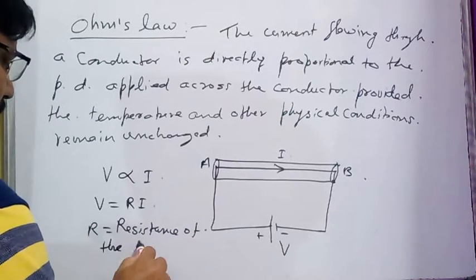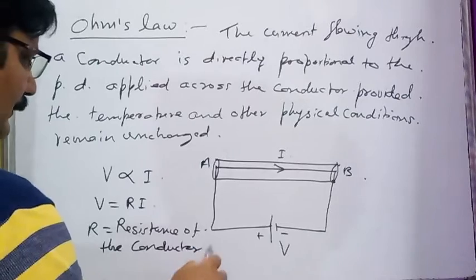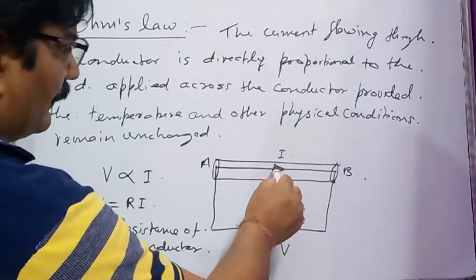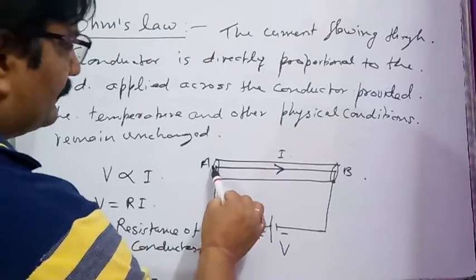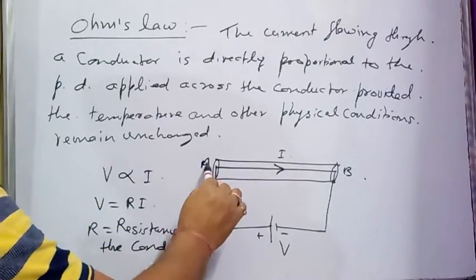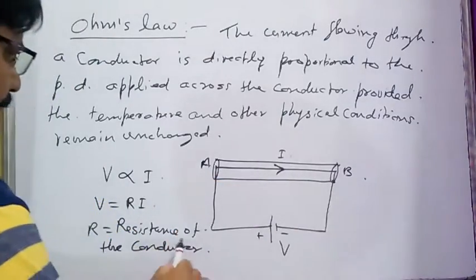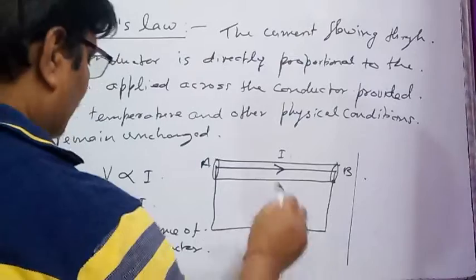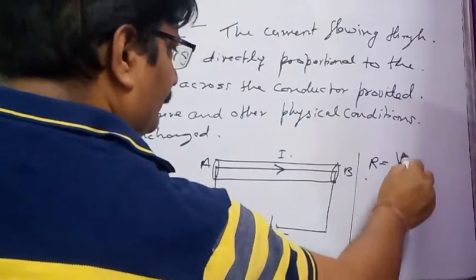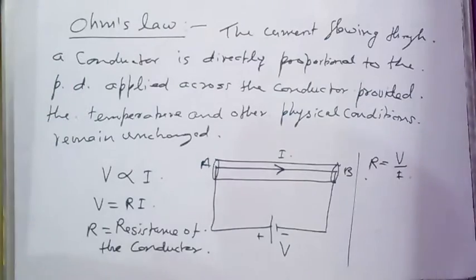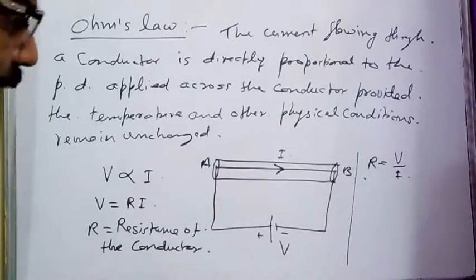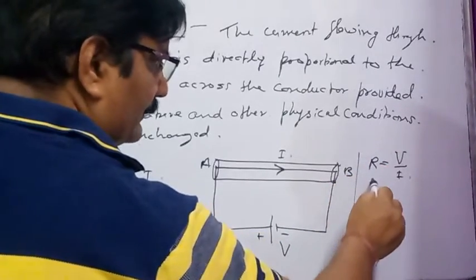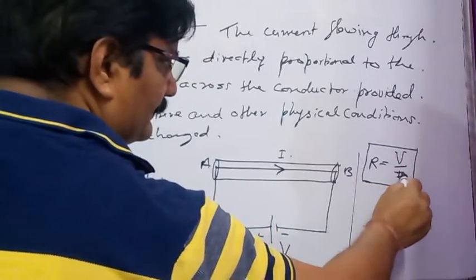Resistance of the conductor. This resistance is the opposition or hindrance applied by the conductor to the flow of electric charge from end A to B. So what can be the formula for the resistance of this conductor? R is going to be the ratio of V to I. It means for a metallic conductor or a solid conductor, this ratio is going to remain constant. This ratio V to I is the resistance of the conductor.